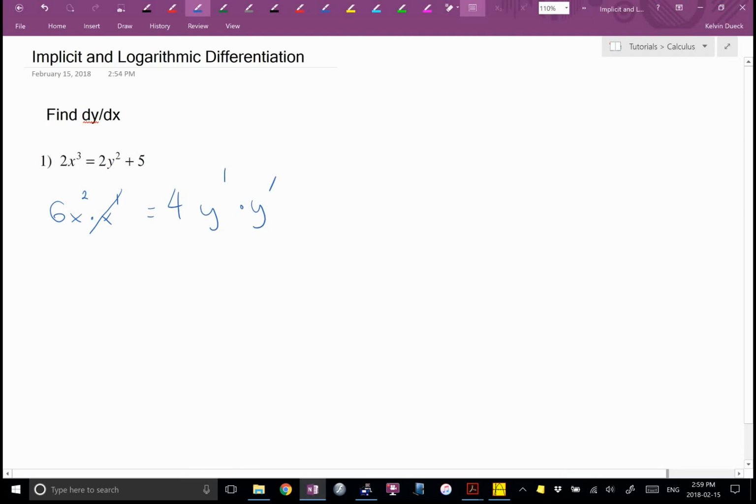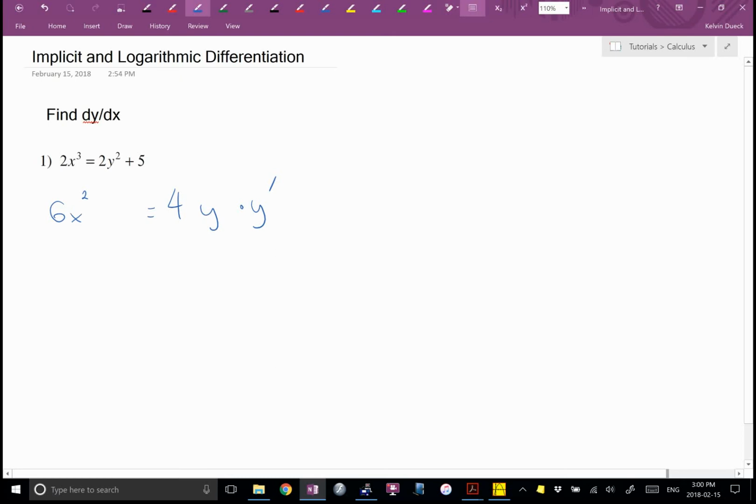What's the derivative of y? Not 1. The derivative of y is y prime, or dy dx. This is why I like the prime notation. What's the derivative of 5? So do I need to write that? No. Now I'm going to get rid of that stupid 1, which I never should have written in the first place because it looks like a prime. And I'm going to get rid of that. This is what we have.